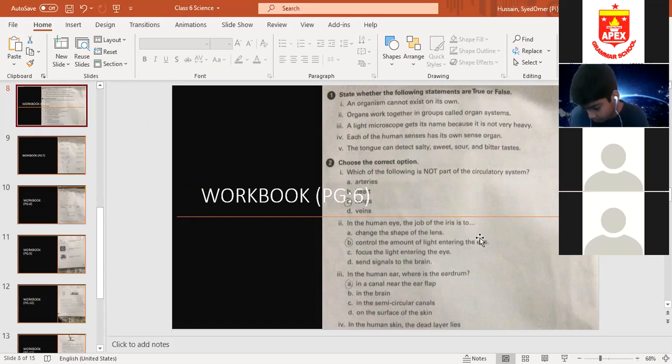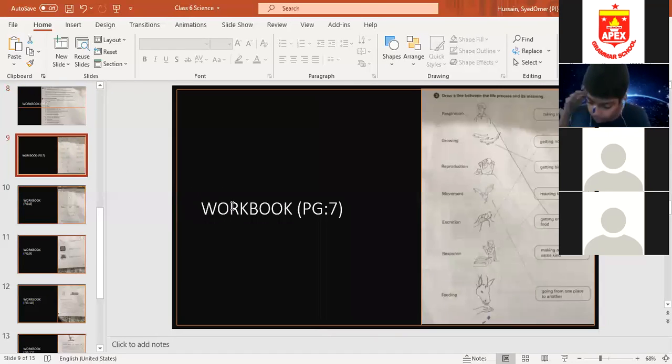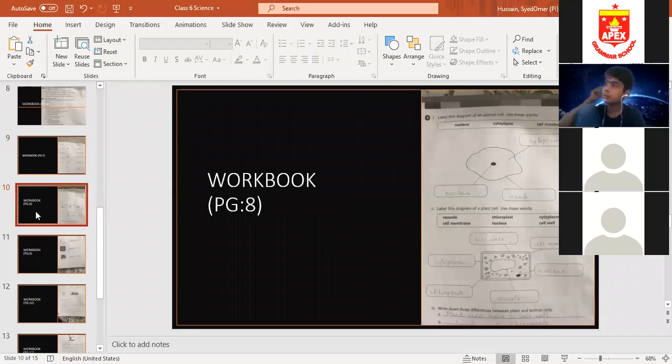Okay, match as you go, hurry up. Movement, going from one place to another. Excretion, getting rid of waste. Response, reacting to something. Feeding, taking in nutrients. What is reproduction? Making more of the same kind. Taking in nutrients is the last, feeding.